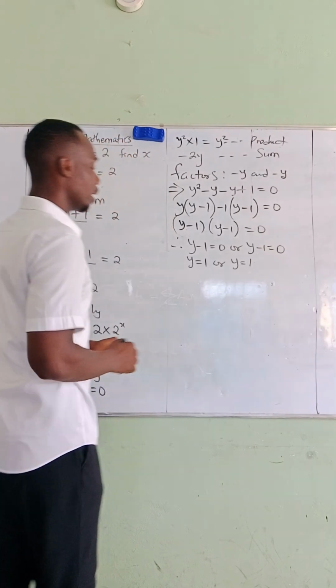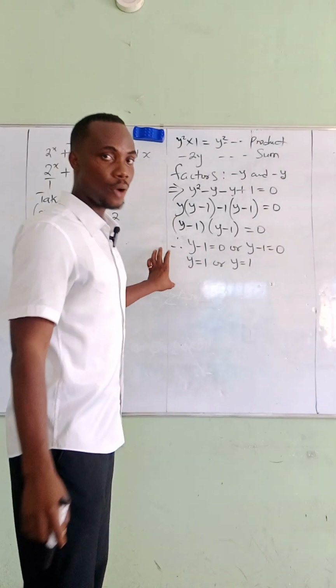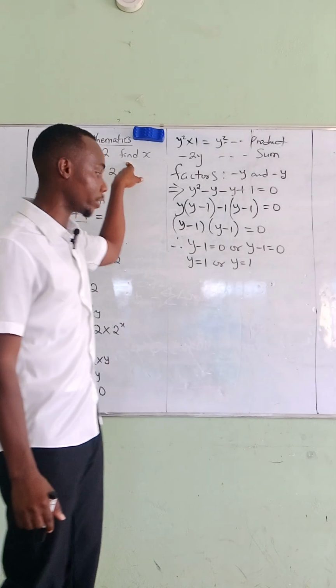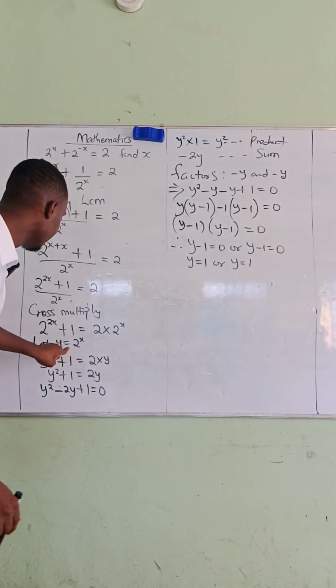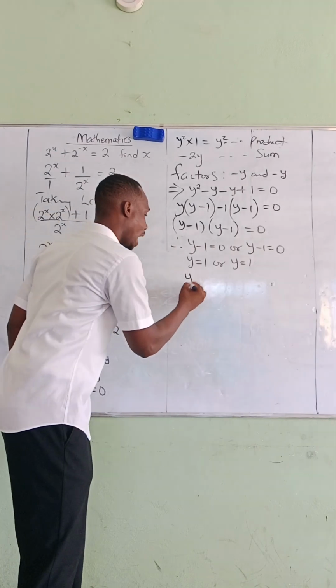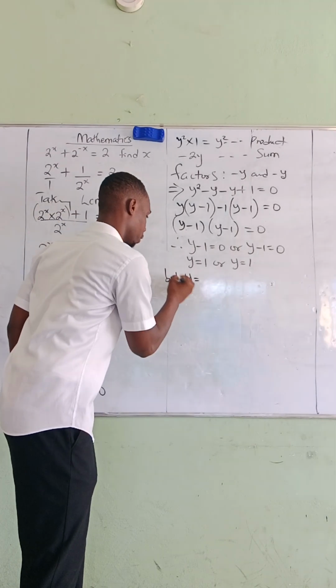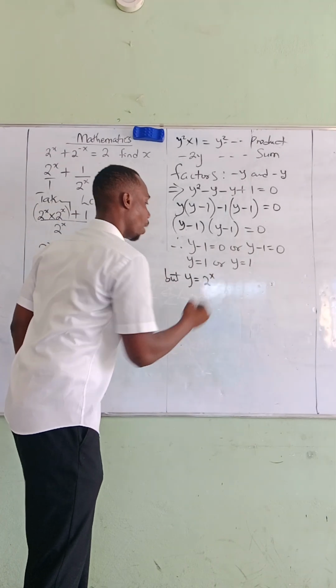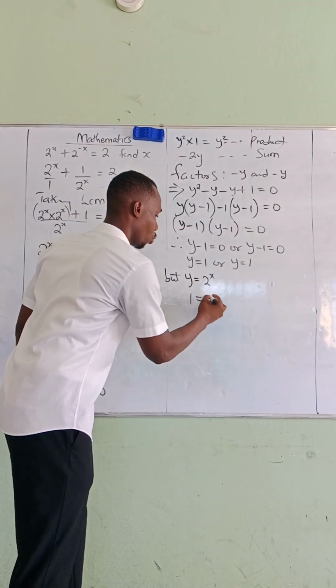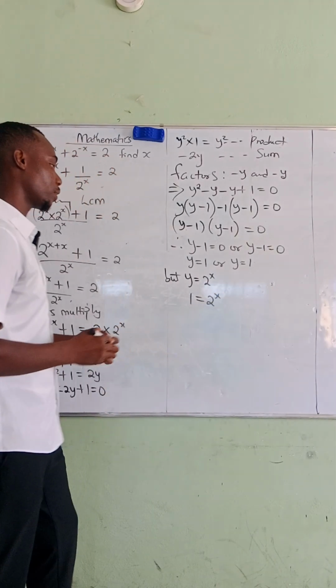Now, if you could recall, the question did not ask us to find y, it said find x. So we are going to bring back the equation which says y is equal to 2 raised to the power of x, and y now is equal to 1, so 1 equals 2 raised to the power of x. So what do we do?